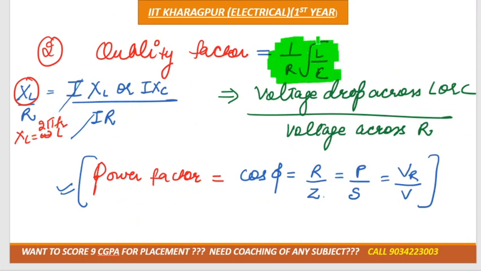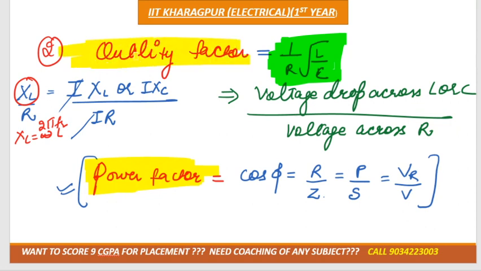Okay. Why did I tell you over here about power factor? Because some of the students get confused between power factor and quality factor. Always remember quality factor will come under the condition of resonance only. Okay. These are two completely different terms. There is no direct relationship between these two. Got it?